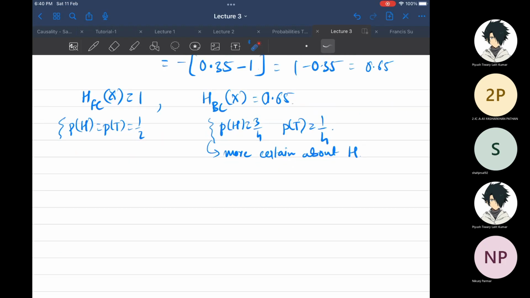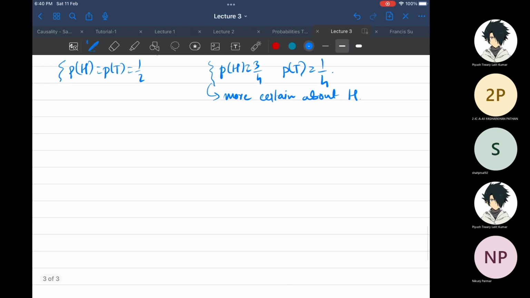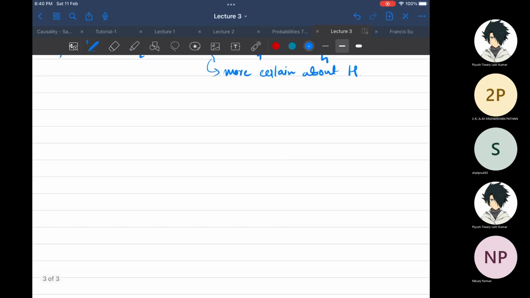So this was my point, and I think around this time everything went southwards, and I lost my connection, and we had to abandon the lecture. Okay, so let us continue from here.